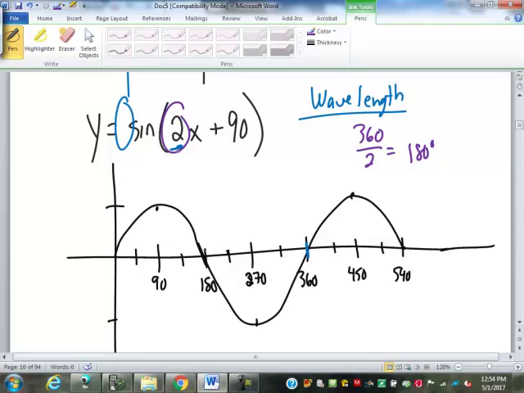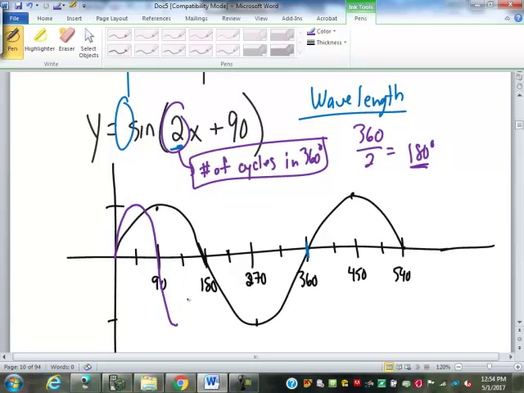So what this number is telling us is the number of cycles or number of waves in 360 degrees. Since that's a 2, there's 2 waves in 360. So 360 divided by 2 means each wave is 180 degrees long. So let's do that next. So we've got to redraw it. So there's 2 waves in 360 degrees. So that purple is where we're at.